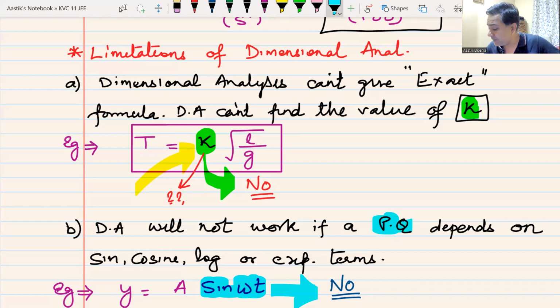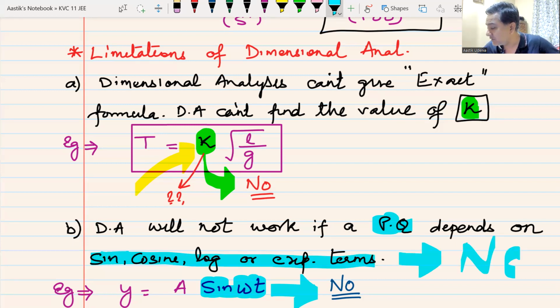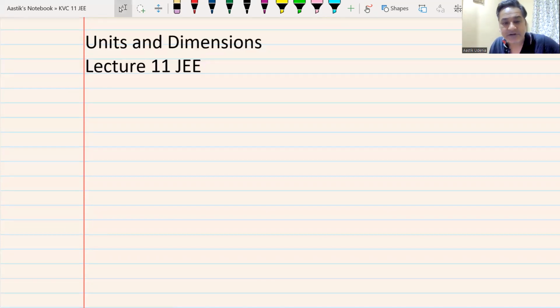If a physical quantity depends on sine, cosine, log, exponential functions, all these are purely numbers. So if a quantity depends on these, we will not be able to find out the exact formula for the physical quantity. Remember, all these limitations are probably not going to come as direct questions. They will come as indirect questions. They will ask you in a certain way, and you will have to understand how and why the question is framed in that particular way.